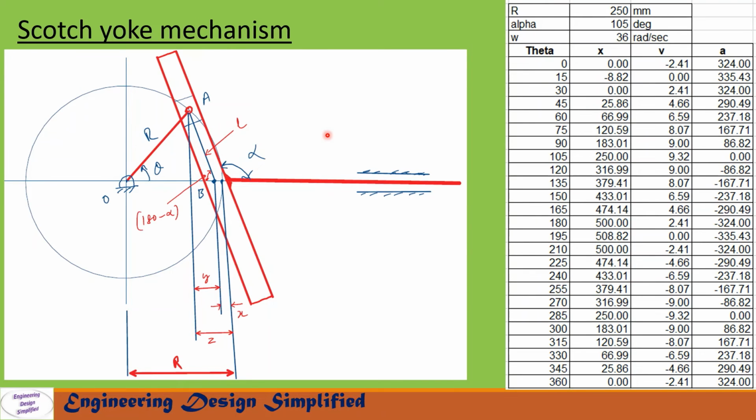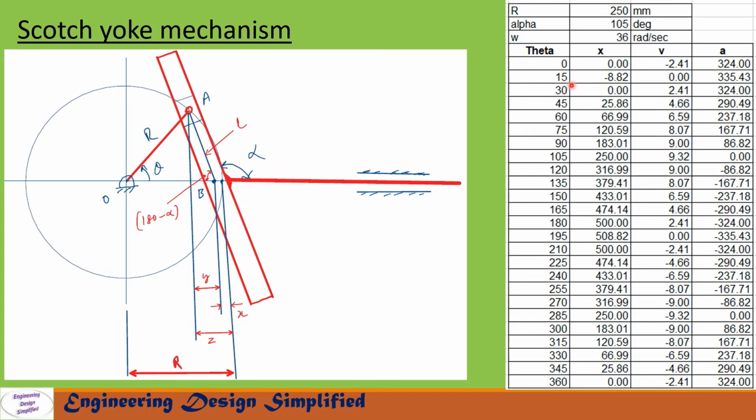After having derived all the necessary equations, now let us solve a problem. In this problem, we have taken R crank length is 250 millimeter, alpha, this angle is 105 degrees, and omega angular velocity of crank is 36 radians per second. Here in this problem, we have taken angular acceleration of the crank is 0. So in this column, we have written theta 0 to 360 degrees at an interval of 15 degrees. This column we have calculated displacement of plunger, and this column velocity of plunger, and in this column acceleration of plunger are calculated. So at theta equal to 0 degrees we can see that displacement of plunger is 0.